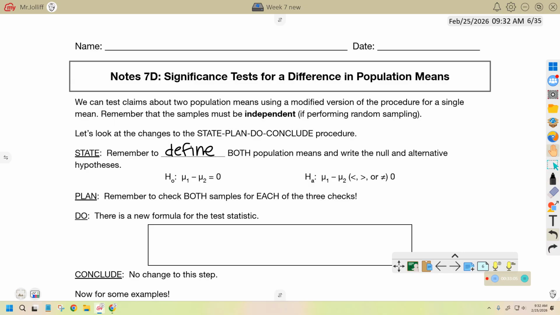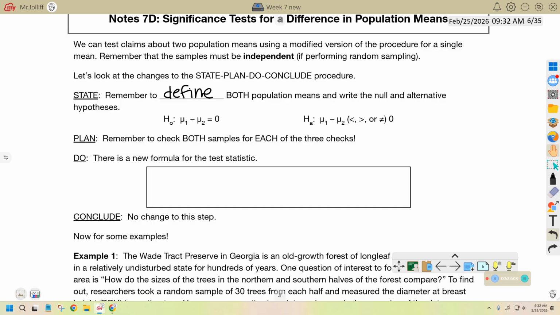Okay, so next step, you check both samples for each of the 3 checks. We know that. And then we get our new formula for the test statistic. And a reminder off to the side. Our test statistic, which could be a Z or a T, is the sample value minus the population value divided by the standard error. It's the formula for a Z-score, but generalized. Sample minus population over standard error for that sample statistic.